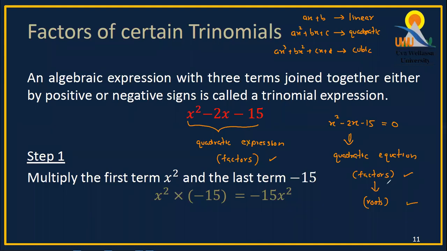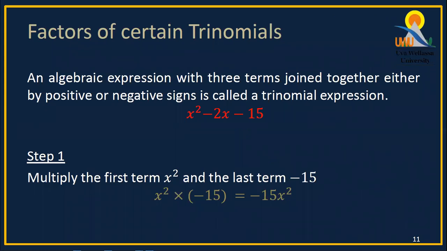Okay, now we will see the steps that we need to follow to identify the factors for a given quadratic expression. Here you can see that we have the expression x squared minus 2x minus 50. If this is a trinomial in the quadratic form, and we are discussing the quadratic form only, then you should follow this formula: ax squared plus bx plus c. Therefore, always we consider this the highest order term.